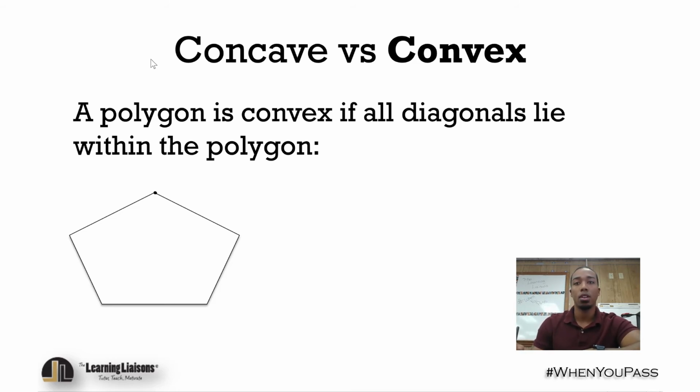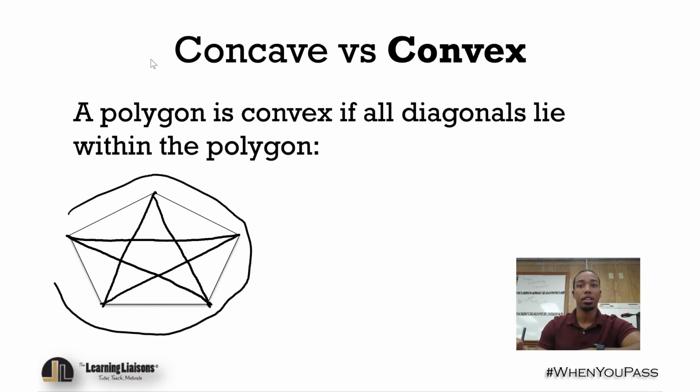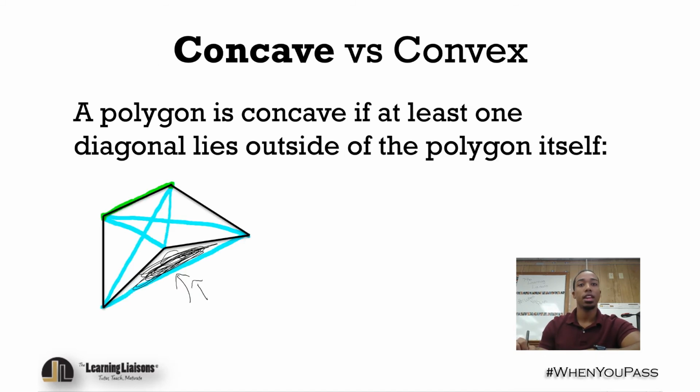So here's what I mean. If we're connecting all of our vertices, there's one connection, another diagonal, another diagonal, another diagonal, and another diagonal. And yes, the diagonals in a pentagon will form a star if it's convex. So these are all the diagonals. None of them lie outside of the pentagon. So because of that, this is convex. Again, concave if a diagonal lies outside. Convex if they all lie inside.